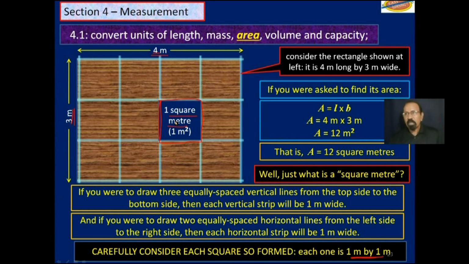That is, each piece here would be a meter by a meter. And that is what we mean by a square meter. So that's how we get 12 square meters. Notice we say 12 square meters, even though we write it as 12 meter squared.